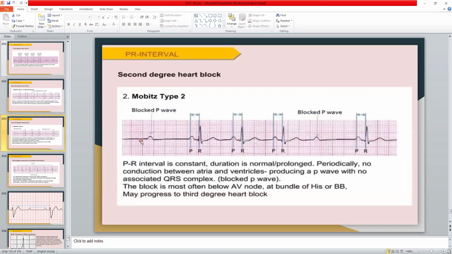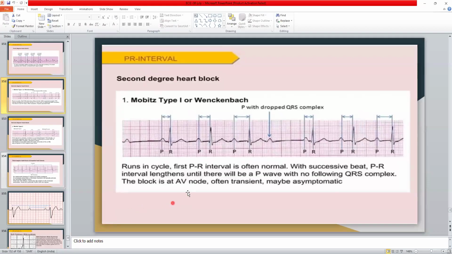Whereas in Mobitz type 2, the PR interval is increased but it is constant, till there is a blocked P wave. That means there is a P wave with no associated QRS complex. Here, as I told you, the block is below the AV node. In Mobitz type 1, it is at the AV node.